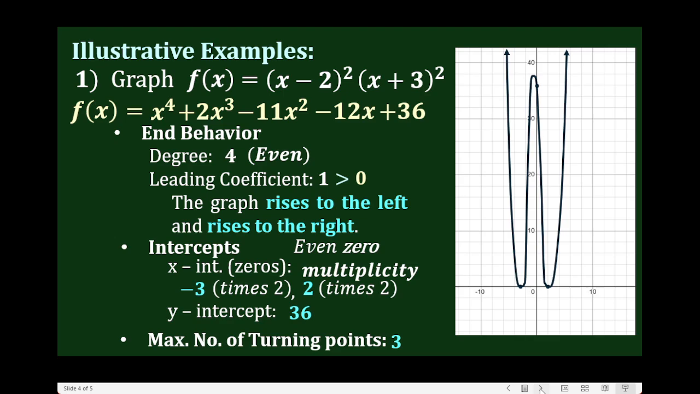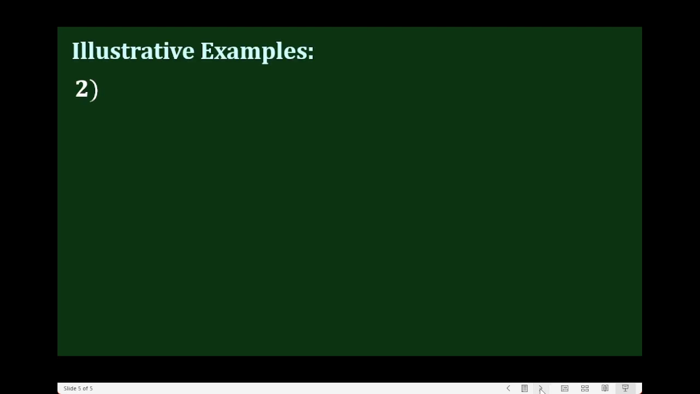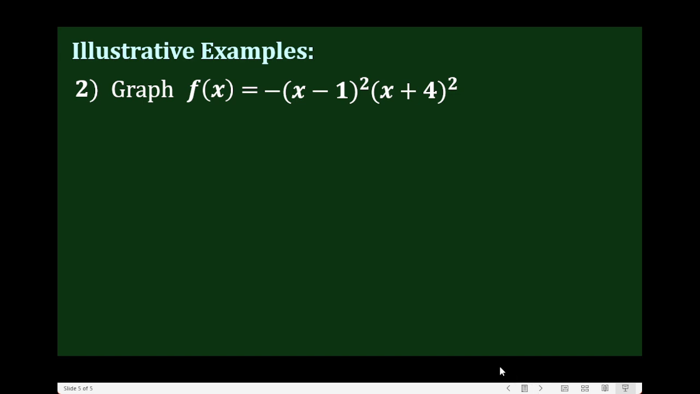Next, let us consider the second example. Suppose this time we're going to graph this polynomial function, which is again written in factored form. So f of x is equal to negative quantity x minus 1 squared times quantity x plus 4 squared. So just like in example number 1, we need to transform this function to its standard form. So I think you know already what to do. You just expand each of the square factors and use the FOIL method.